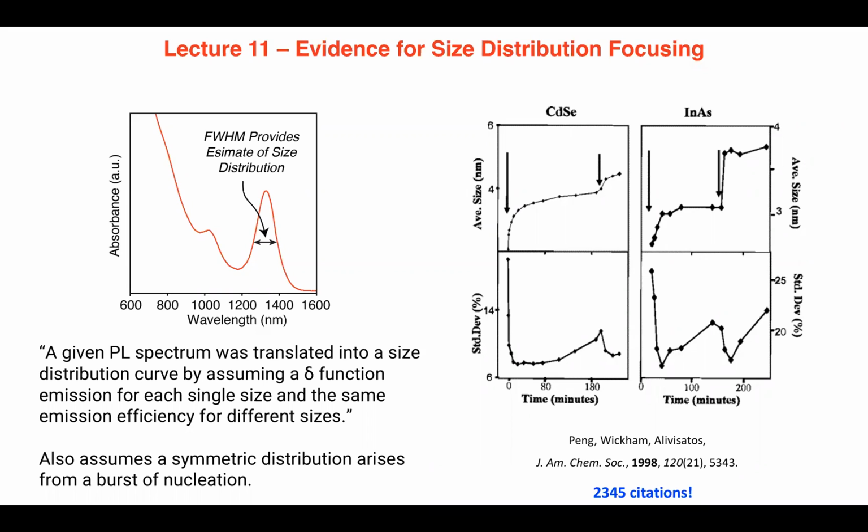It also makes the assumption that the distribution arises from a burst of nucleation. I'm not going to spend time explaining that to you, but let me just say that the interest in this particular observation is evidence that this is the other mechanism that people have in mind when describing narrow polydispersities, but it's not based on sound analysis, especially this assumption about the width of the absorption spectrum.